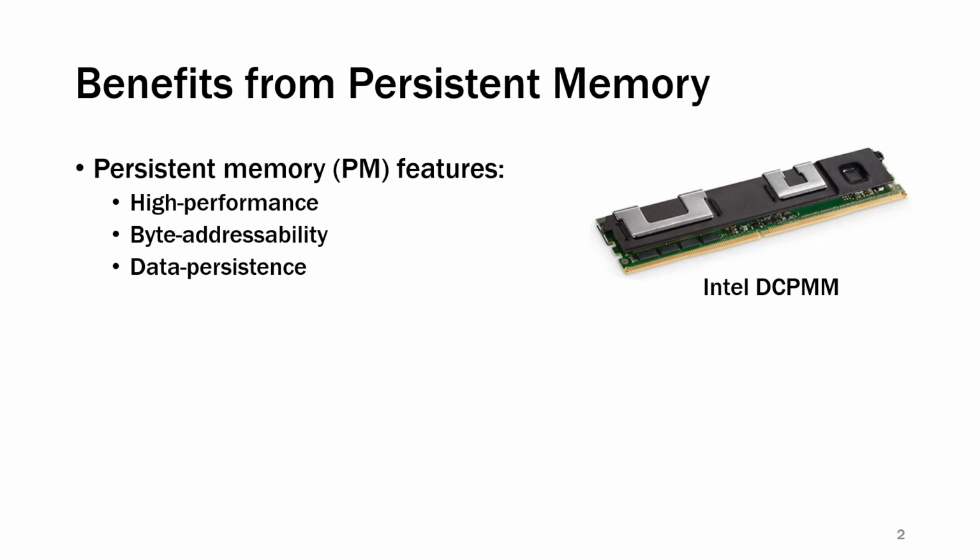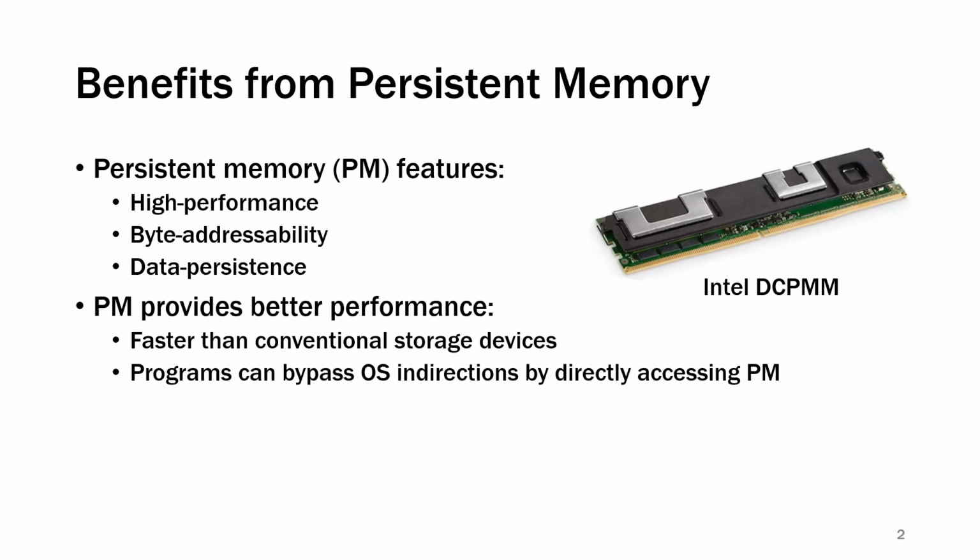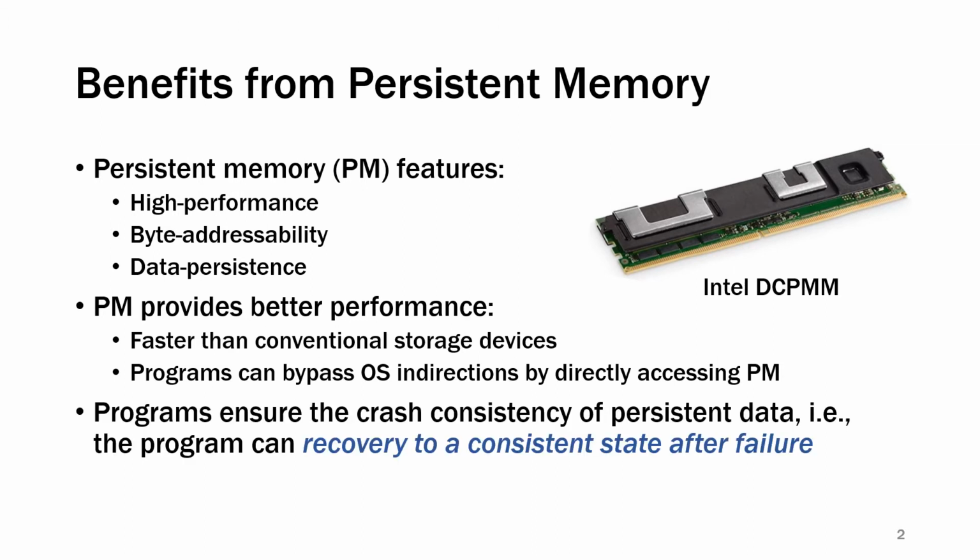First, I'm going to talk about the benefits from persistent memory. Persistent memory features high performance, addressability, and data persistence. Persistent memory provides better performance, not only because it is faster than conventional storage devices, but also because it can allow programs to bypass OS interactions, such as file systems, by directly accessing the data in persistent memory.